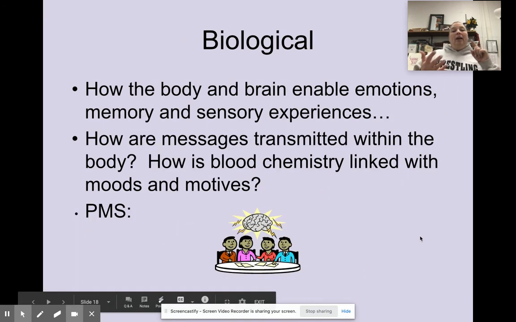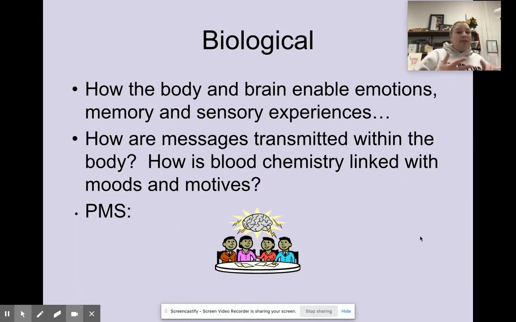Biological. Remember how the body and brain enable emotions, memory, and sensory experiences. So for example, how are messages transmitted within the body? How is blood chemistry linked to moods and motives? So I'd like you to talk with your partner about how PMS is an example of a biological trait.